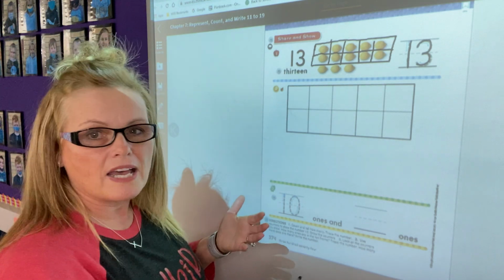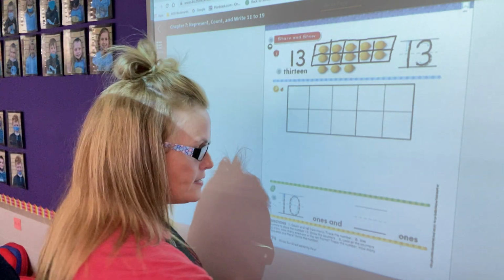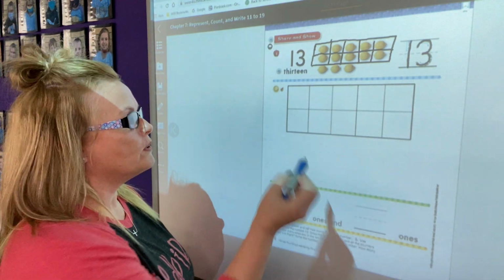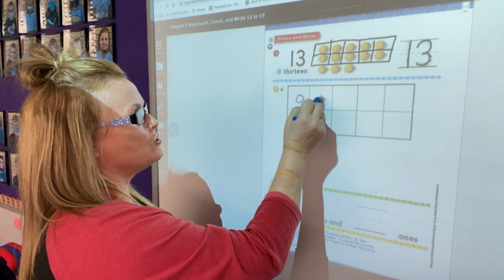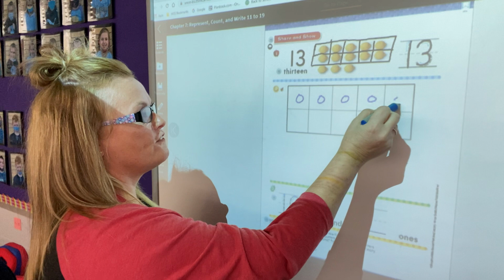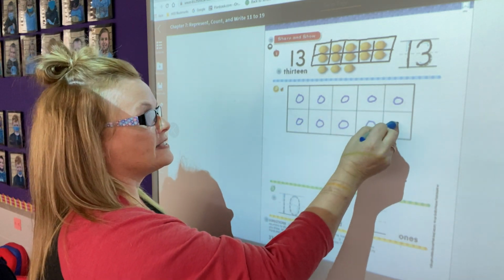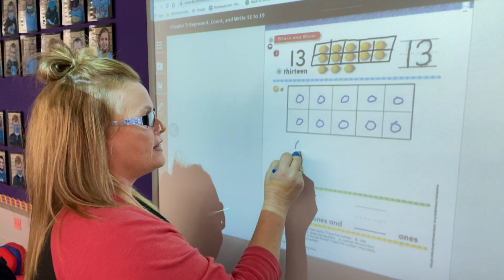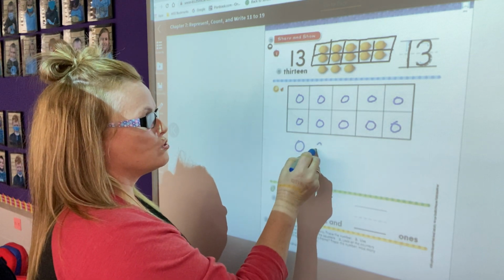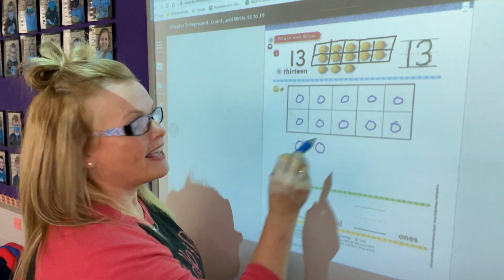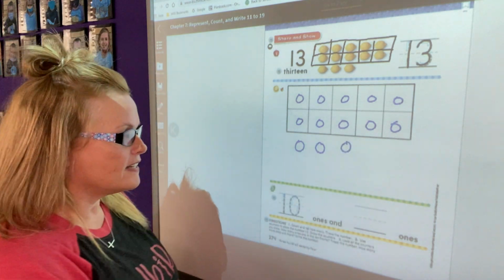You can use different colors. I might try a different color today. I'm going to use blue. So 1, 2, 3, 4, 5, 6, 7, 8, 9, 10, 11, 12, and one more makes 13.